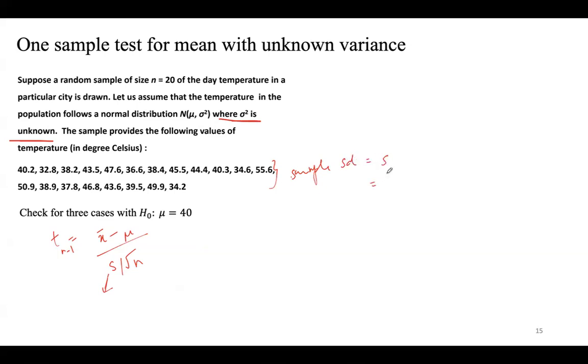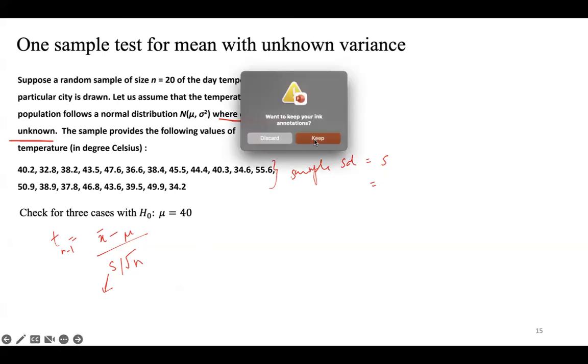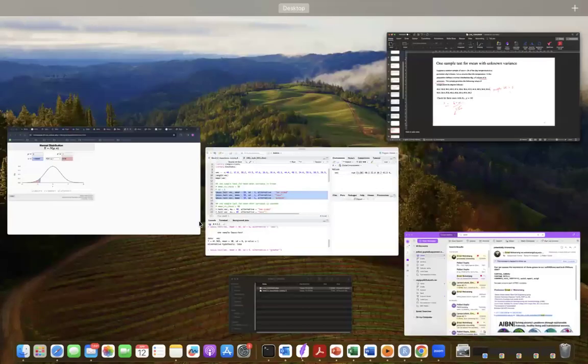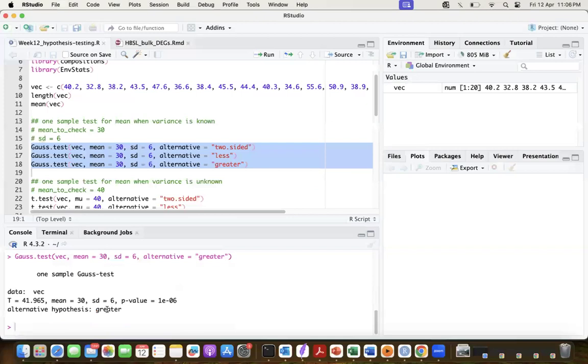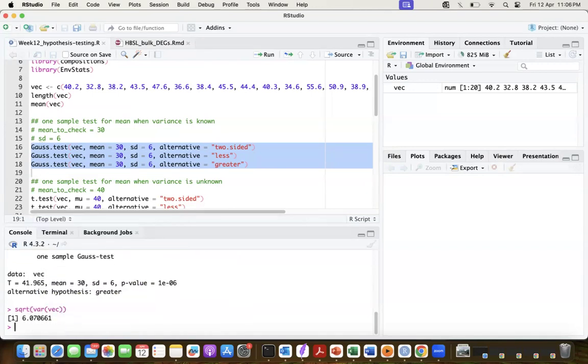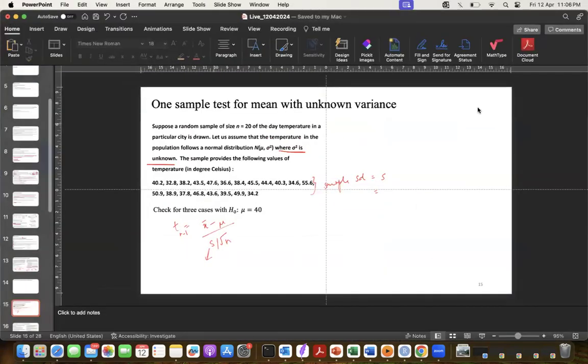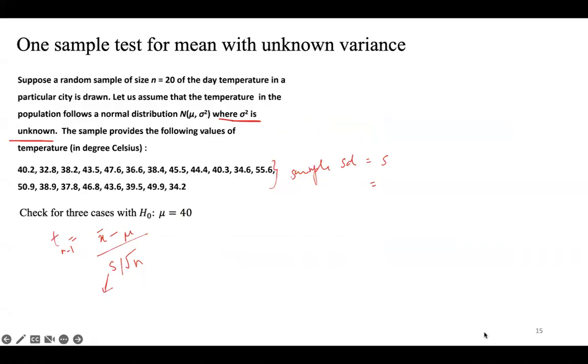So you can do it manually, but just for making it quick, I will do this via R. So the standard deviation is the square root of the variance of this vector, right? So we get 6.07. So this is equal to 6.07.